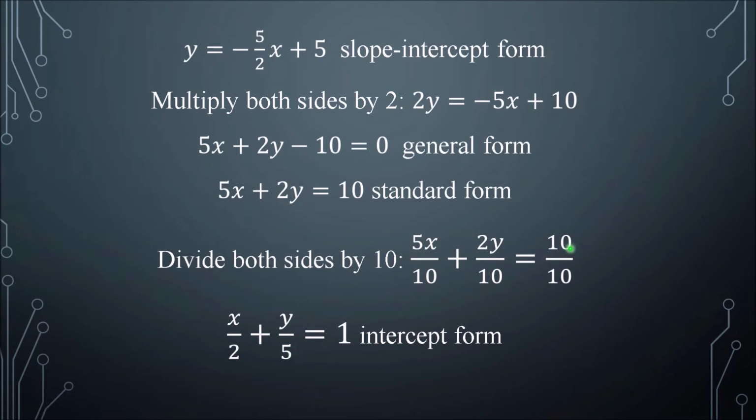And then 10 over 10 is equal to 1. So this one here, 5x over 10 can be changed to x over 10 over 5. And 10 over 5 is 2. On the other side, we have 2y over 10 can be changed into y over 10 over 2. And 10 over 2 is 5. So that's the other way. So again, the intercept form is x over 2 plus y over 5 is equal to 1. Wherein 2 is the x-intercept and 5 is the y-intercept.